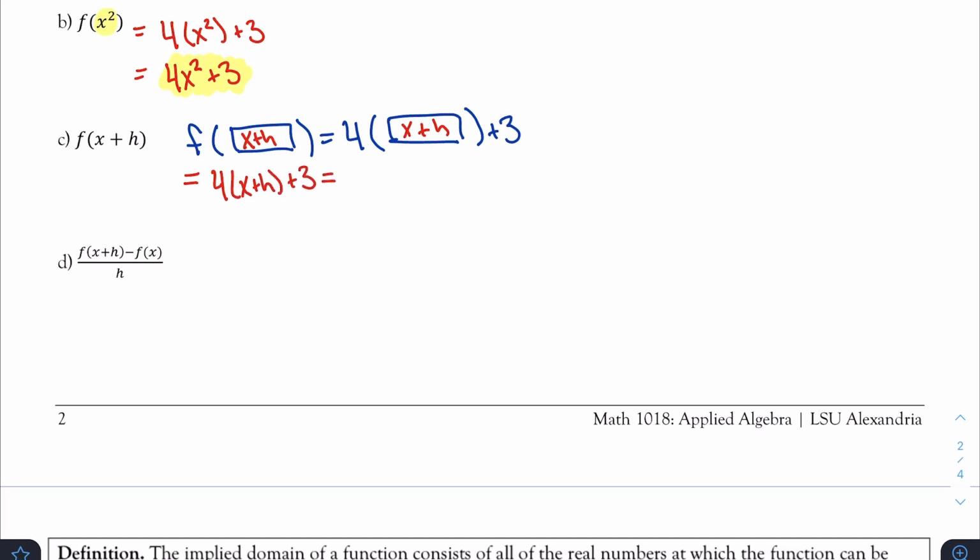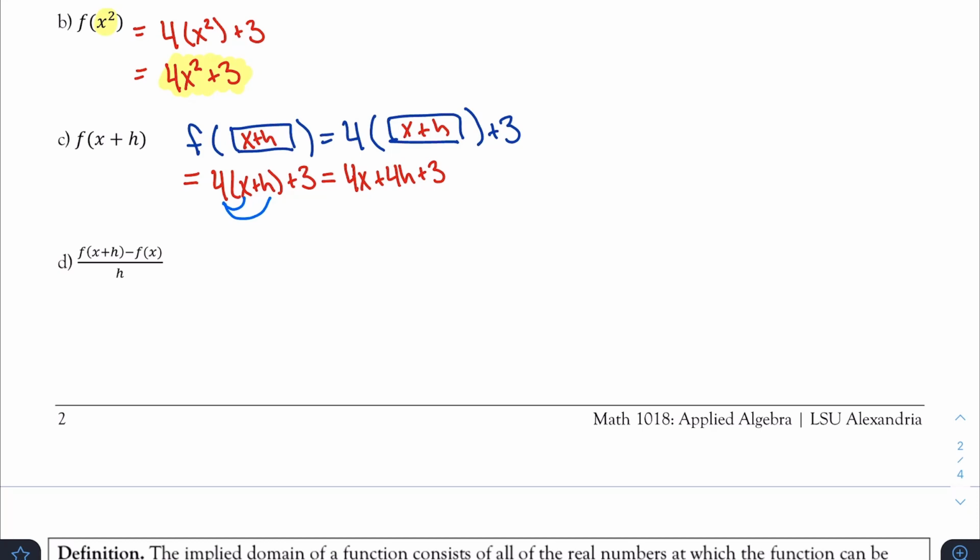And now I need to clean this up. To clean this up, I would distribute my 4, giving me 4x plus 4h plus 3. Looking at this, it doesn't clean up or simplify anymore, so I have my final answer for f of x plus h. Thus, we are done with part C.